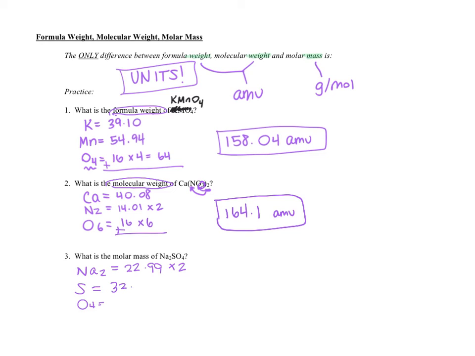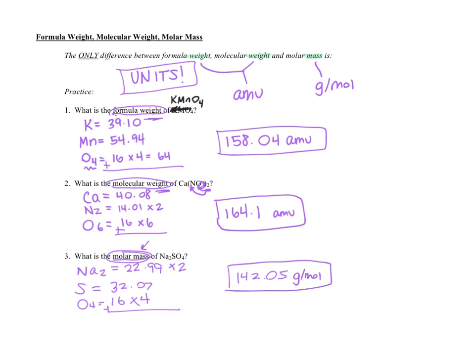S is 32.07. Oxygen again, one more time, is 16. This time I'm multiplying that by the subscript of 4. Multiply through, add them all together, and I get 142.05. There's my answer. In this case, it's asking for molar mass. Again, weight in number 1, weight in number 2. They both had a unit of AMU. This time it says mass, so your unit is going to be grams per mole. So again, they are calculated exactly the same. The only difference is the unit that you put on the end.